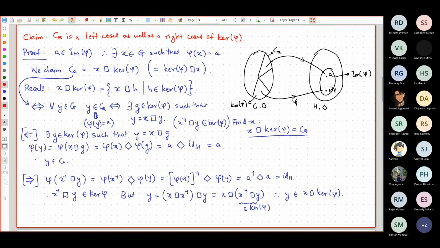Right, so here we just proved that CA is a left coset of kernel phi. How do we prove it is a right coset? There will be one little trick that is happening over here. Where will the difference happen? This proof will be exactly as it is, except that you will have g square x in place of x square g, and here you will have IDH diamond A instead of A diamond IDH. And over here you will have to consider y square x inverse instead of x inverse square y. That is the only difference.